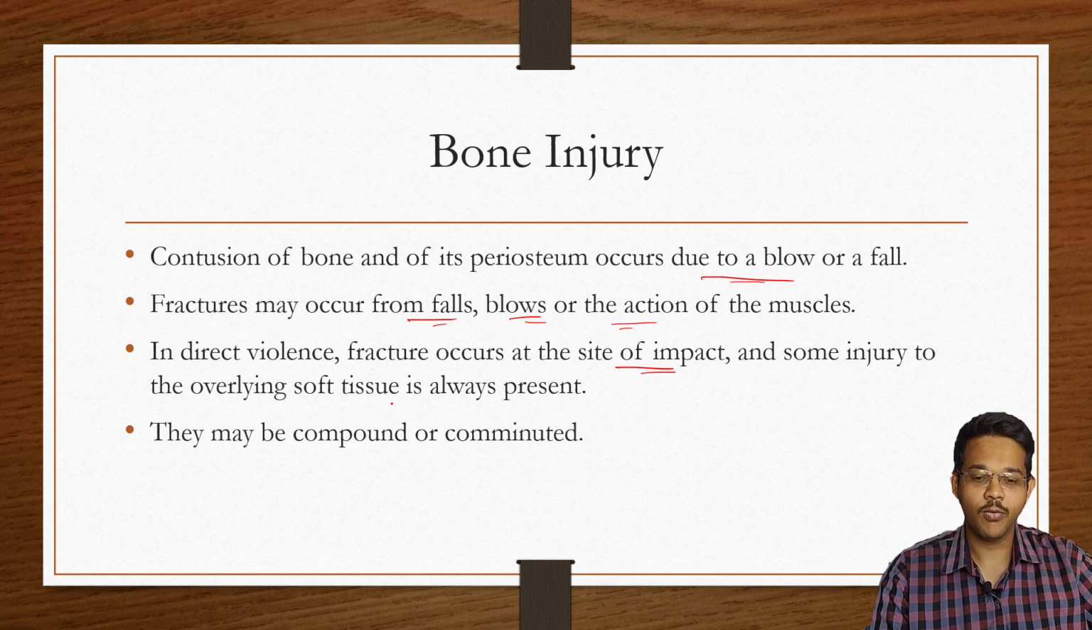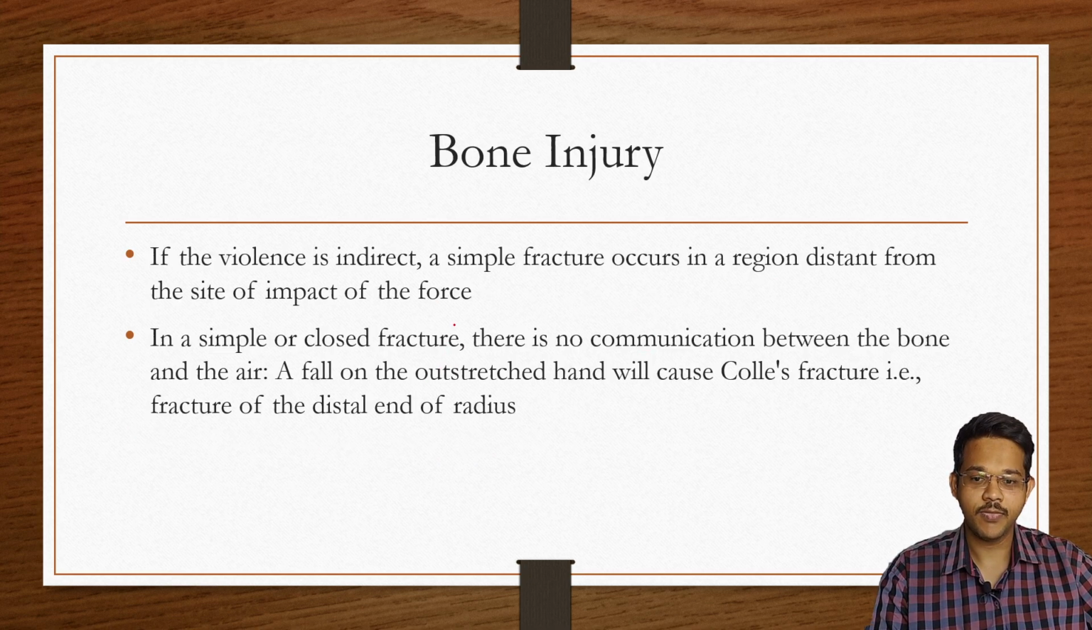Some injury to the overlying soft tissue is also present, like contusions. These fracture injuries may be compound or comminuted. Compound in the sense the bone and skin will be intact. Comminuted where multiple fractures, multiple bone fragments may be present. If the violence is indirect, a simple fracture may occur in a region distant from the site of impact of the force. Like if the person falls and tries to touch the ground, the force when he touches the ground may be transferred and there may be a fracture in the femur.